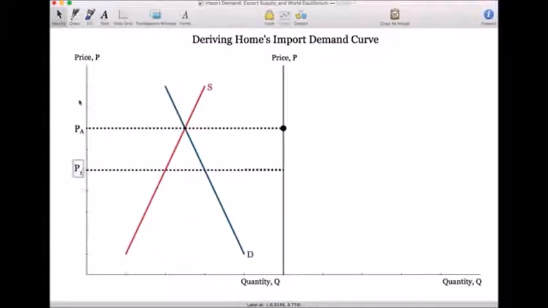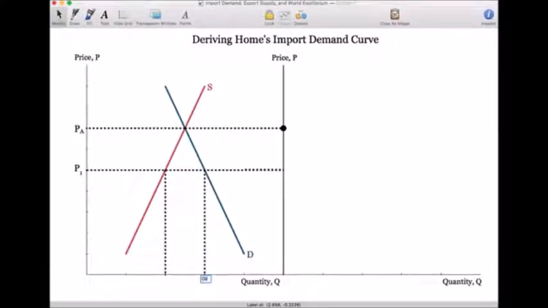So this is a price below the equilibrium price in this home economy, and the price in the world is below that. So if we take a look at this, we can see that now there is a difference between quantity demanded and quantity supplied domestically. That's the level of demand for this particular product at that price. And here is the level that domestic firms are willing to supply.